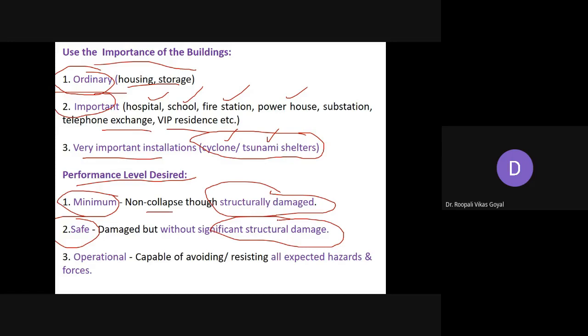Okay, then next is operational. So it is the best one, that is capable of avoiding and resisting all the expected hazards and forces. So depending upon the importance of building, you can have the different performance level desired, and accordingly you can design.